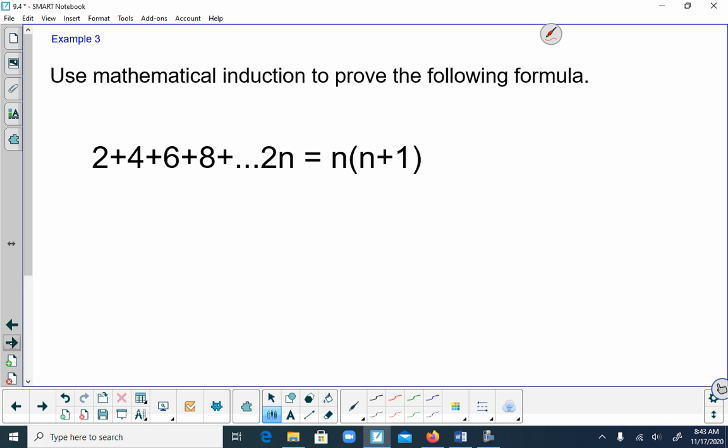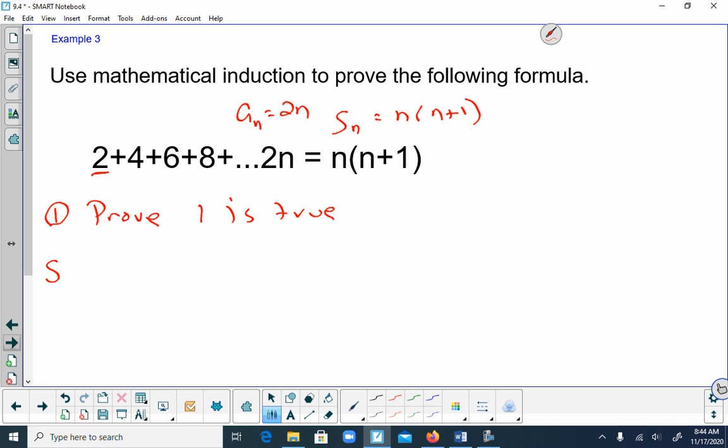So here, this one, we're going to use mathematical induction to prove this. So remember, this is how I find my term, my explicit formula to find the term. This would be my sum. So the first thing I'm going to do is I'm going to prove that it works for 1. Prove 1 is true. So to do that, I'm going to say here the sum of the first term would be 2. That's based on that 2 being 2. And then I'm going to say the sum of 1 is equal to 1 times 1 plus 1. So that's equal to 1 times 2, which is 2. So the first term works.